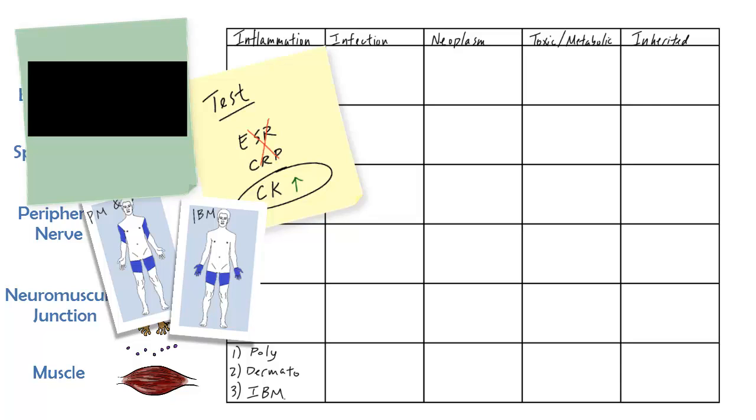Great. So by simply localizing this patient's problem to the muscle and checking a CK to prove that there's inflammation, we've narrowed the diagnostic possibilities down to about three things: poly, dermatomyositis, and inclusion body myositis. Great. So what about infections? What types of infections affect the muscle? What are the infectious muscle diseases?